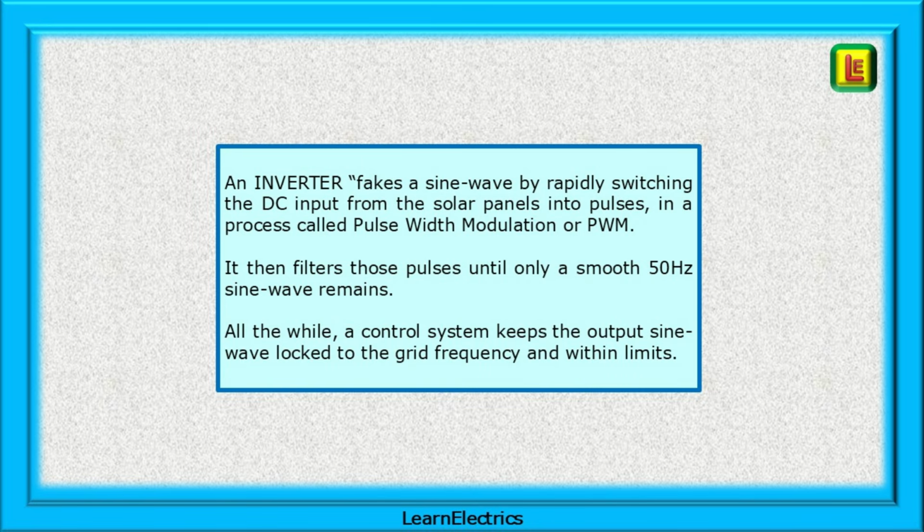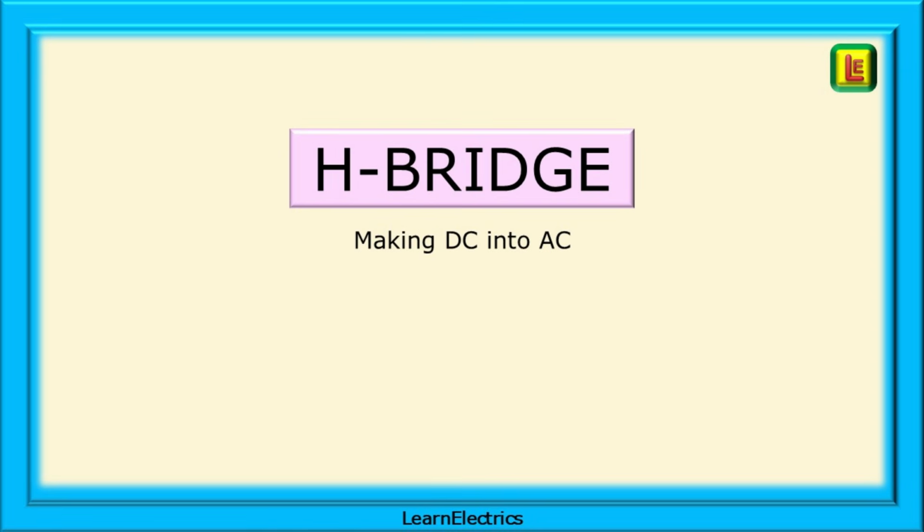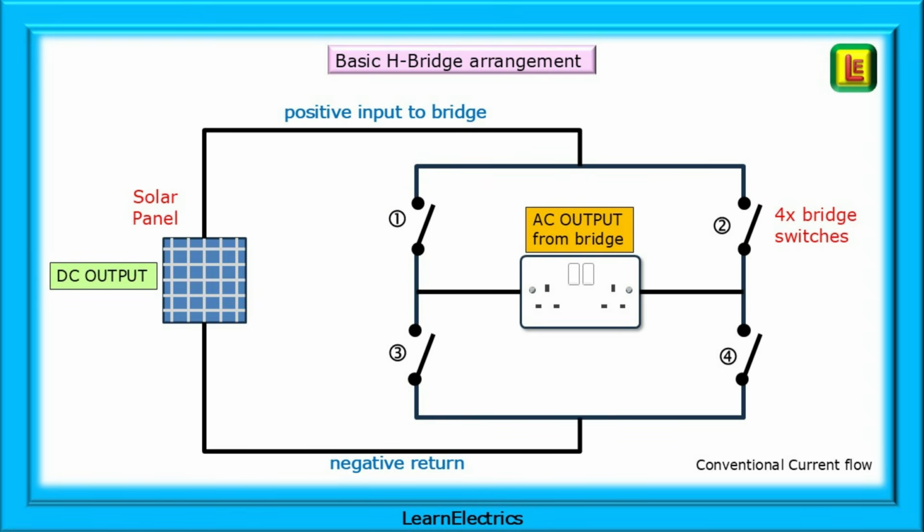If this manufactured sine wave is not exactly matched to the national grid frequency, then we will have a problem. But, of course, there are safeguards to prevent this. The inverter process begins with a very clever arrangement of switches called an H-bridge. H because it makes a letter H shape. This is the basic H-bridge arrangement in its simplest form.